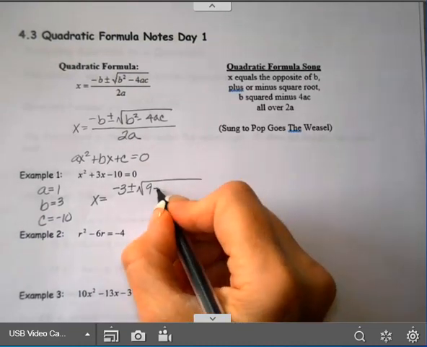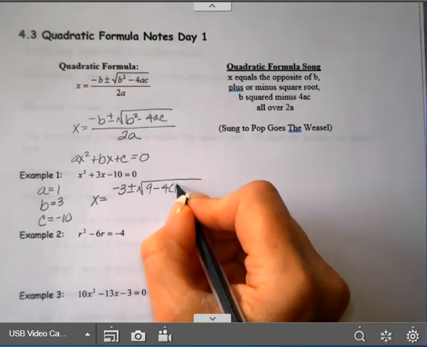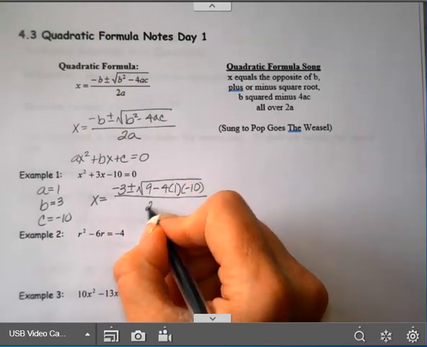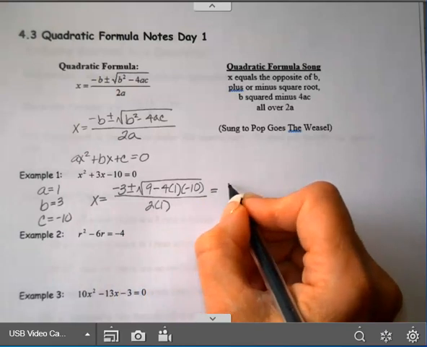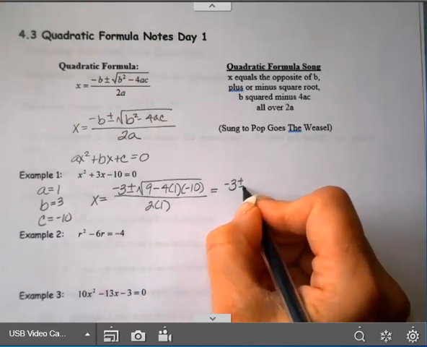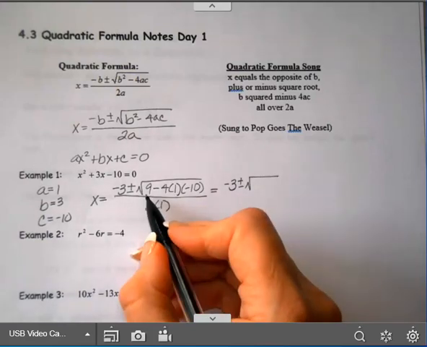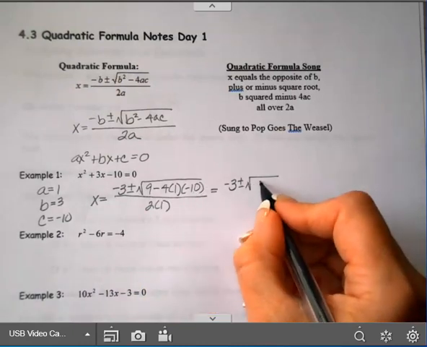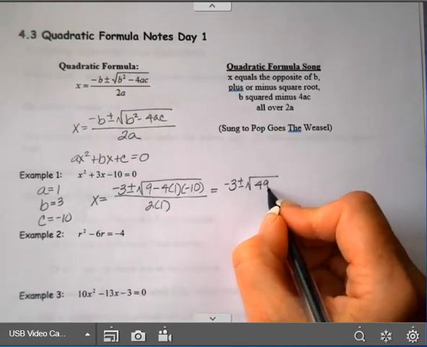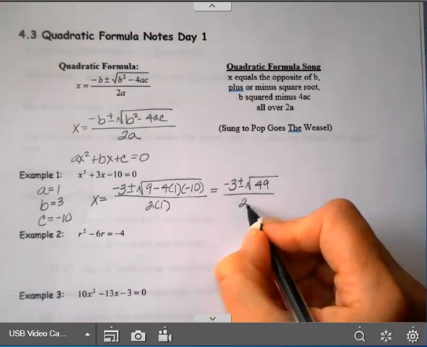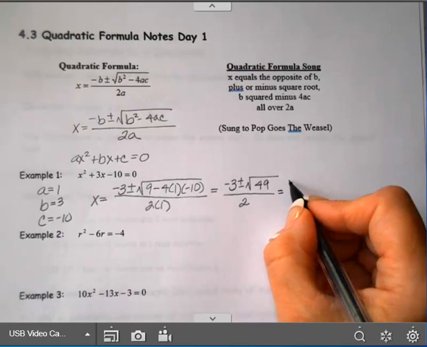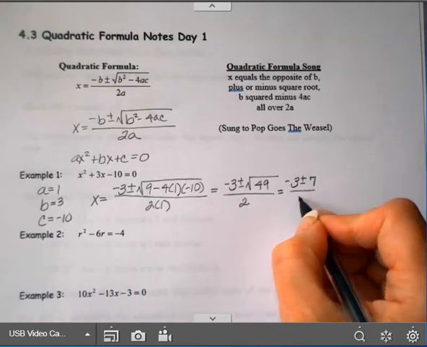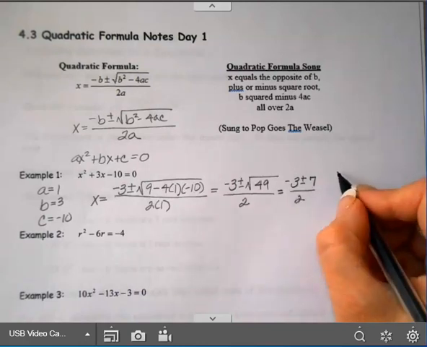Then minus 4, a is 1, c is negative 10. And that whole thing is divided by 2 times a. So this will be negative 3 plus or minus the square root, and this will be 9 minus 4 times 1 times negative 10. And if you simplify that, that just gives you 49. You can type that on your calculator. Over 2. And 49 is a perfect square. So this will be negative 3 plus or minus 7 over 2, which means I'll have 2 solutions.